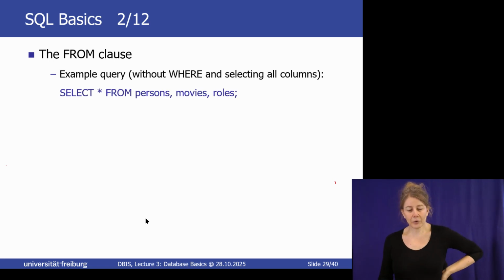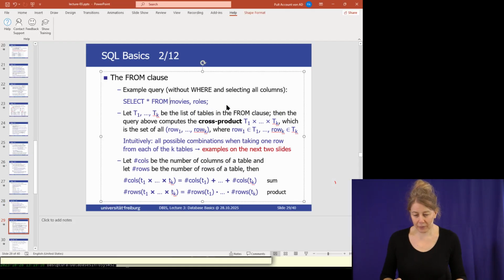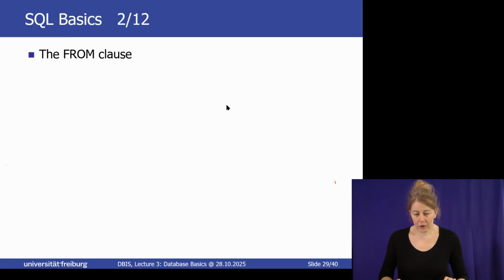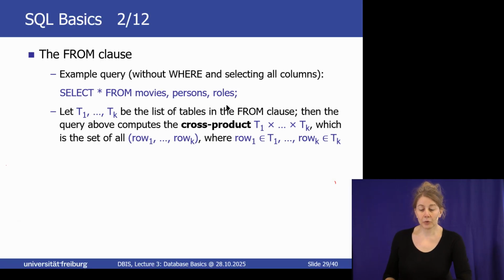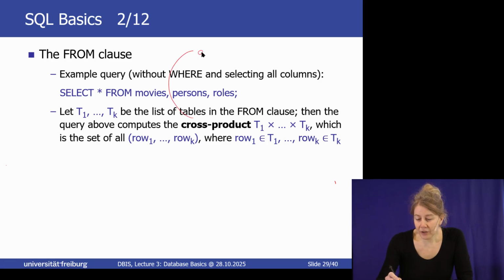So what does this query do? Select star from persons, movies, roles. Let's make it consistent in order. And this will actually compute what's called the cross product, or also the Cartesian product. And this is absolutely key for everything in databases. This is also known as the Cartesian product in mathematics. Cartesian product or cross product.